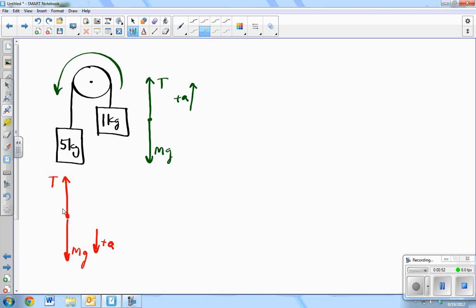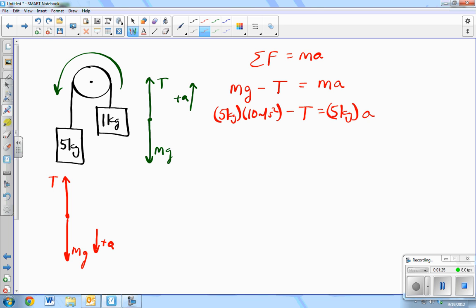Who do you want to do first, green or red? Red. Sum of the forces equals ma for the red. What do we got for sum of the forces? Yes, we'll do gravity minus tension because gravity is going to be a positive value, equals mass times acceleration. Go ahead and plug in our values. 5 times 10 meters per second squared minus tension equals 5 kilograms times A.